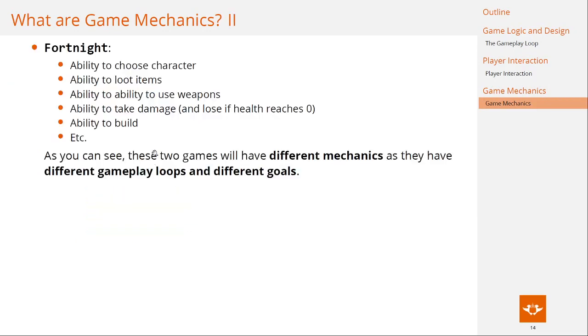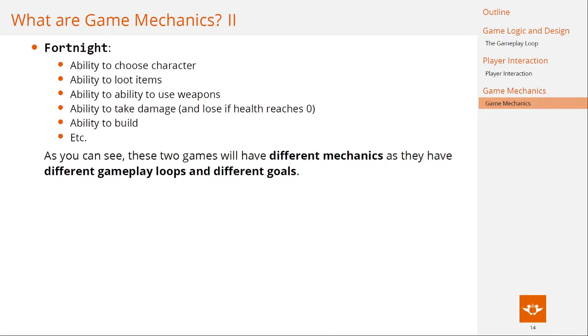Likewise, if you look at Fortnite, you need to have the ability to choose who your player is so you can log in and then board the bus. You also need to have the ability to loot items so that you can then enable that gameplay loop, so that you can then use the weapons to assign damage to a player. Therefore, there needs to be the ability that once someone gets shot with a weapon or hit with a weapon, they can take damage. And if their health reaches 0, they should therefore lose the game.